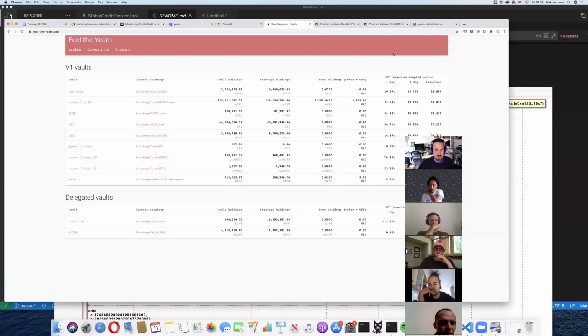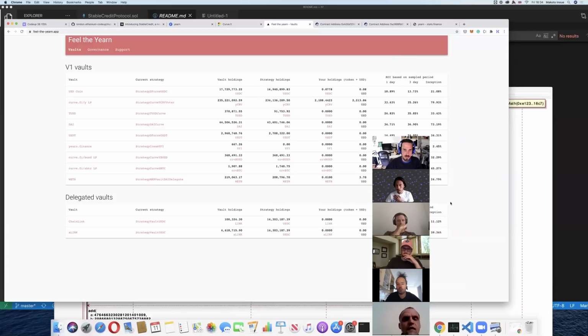But if we go to the contracts, I'm just going to click on the YEth contract quick. And if you go just in Etherscan, read, then there's going to be a get price per full share. Do you want to share the screen?